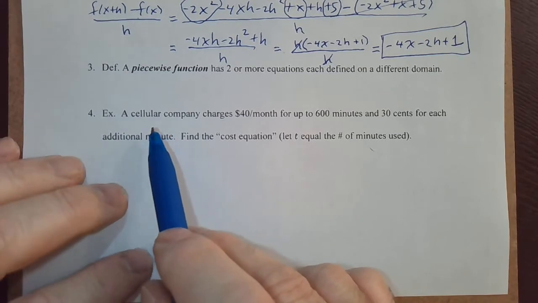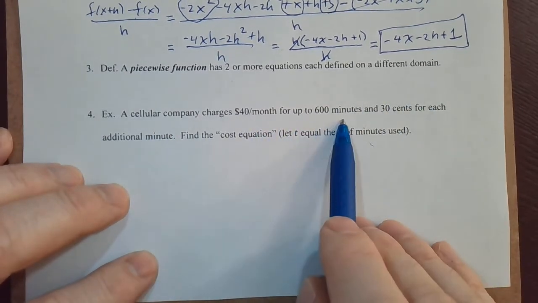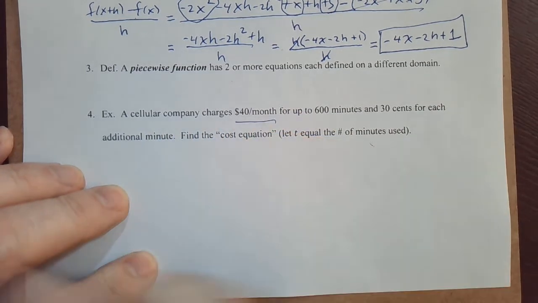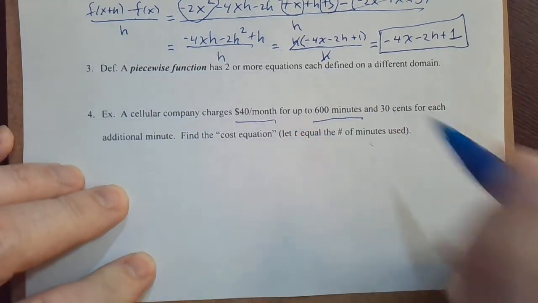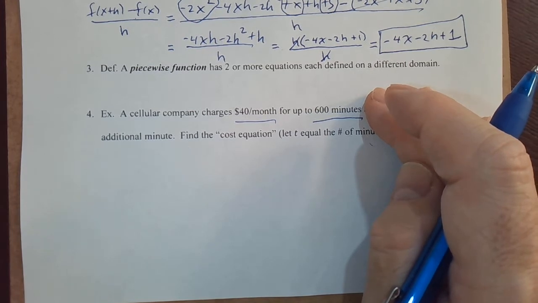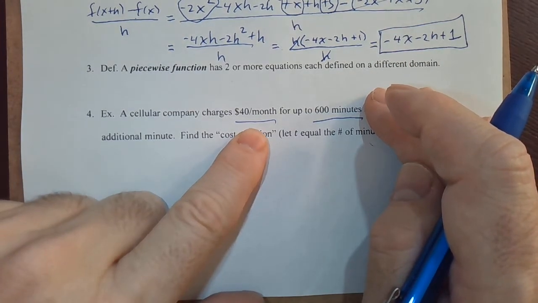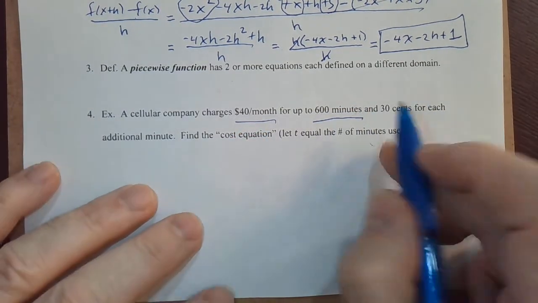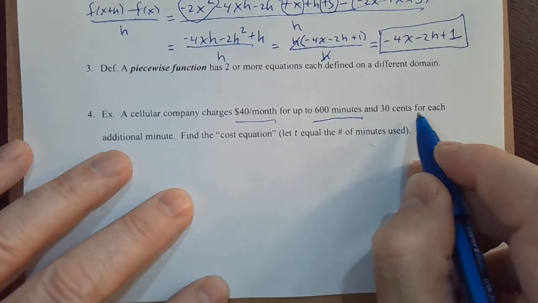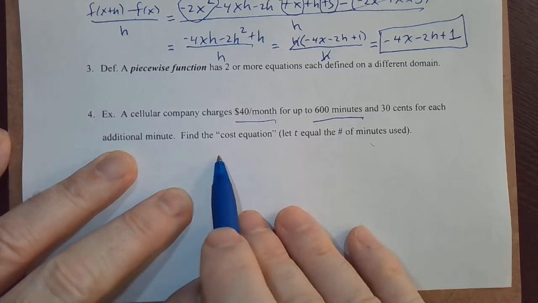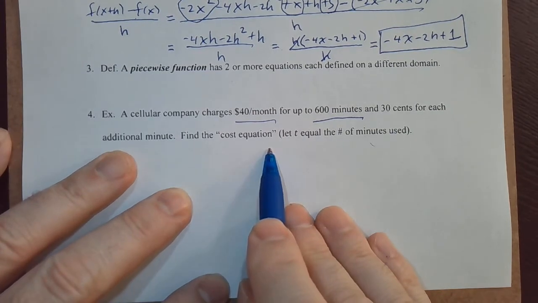Okay, this is obviously an old question because we're talking about these old cell phone plans. A cellular company charges $40 a month for up to 600 minutes. So that means if you get the cell phone and you never talk more than 600 minutes on it in a month, then you're never going to pay more than $40 a month. Anything from 0 to 600 costs this much, 40 bucks. But beyond that, it's 30 cents for each additional minute beyond the 600. So let's find the cost equation. I'll set it up for you.